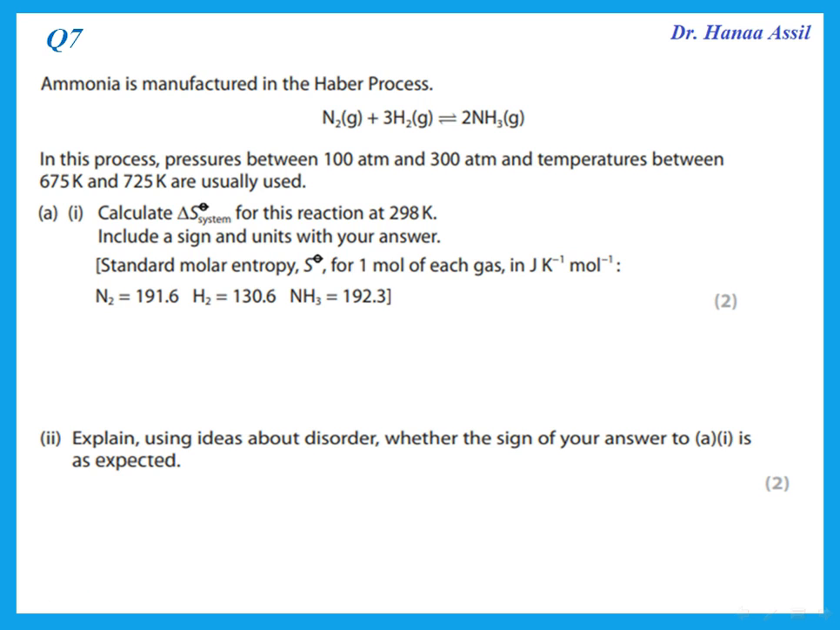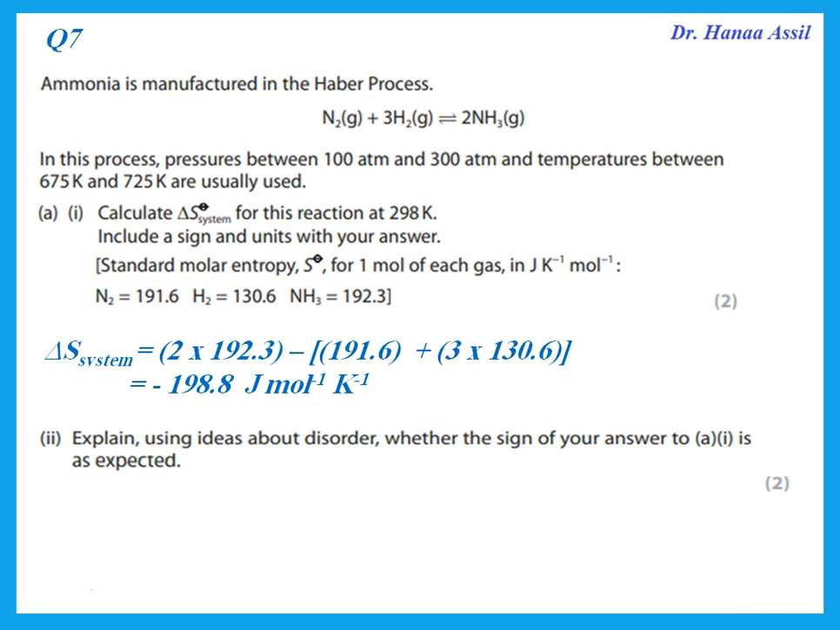This question says ammonia is manufactured in the Haber process. In this process, pressures between 100 atm and 300 atm and temperatures between this and that are usually used. He's saying calculate delta S system. Again, how do we calculate delta S system? It is the entropy of products minus reactants. I have 2 of ammonia, that means 2 times 192.3. Minus the reactants, I have 1 of nitrogen and I have 3 of hydrogen. The overall is in joule per mole per degree. In this case, the delta S system is negative.